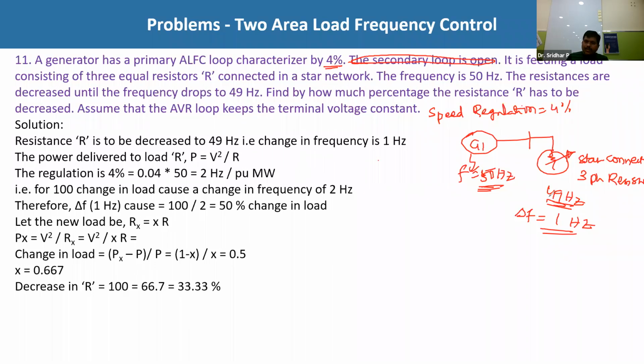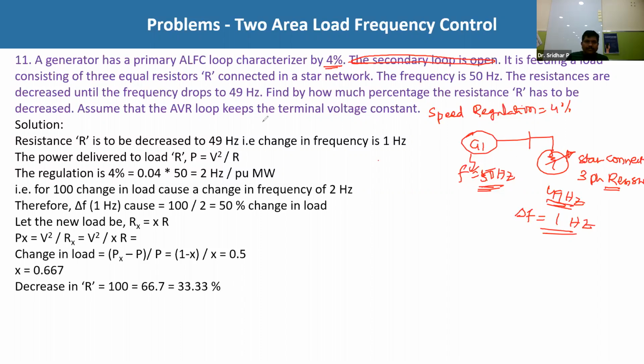So how are we going to adjust that? There is only one way: if you want to increase or decrease the frequency, then accordingly you have to change the loading parameters. If you want to decrease the frequency from 50 to 49, then you have to increase the load. So by what percentage do the resistances have to change, because he has clearly given that the load is purely resistive? How many resistors are there? Three resistors connected in star connection.